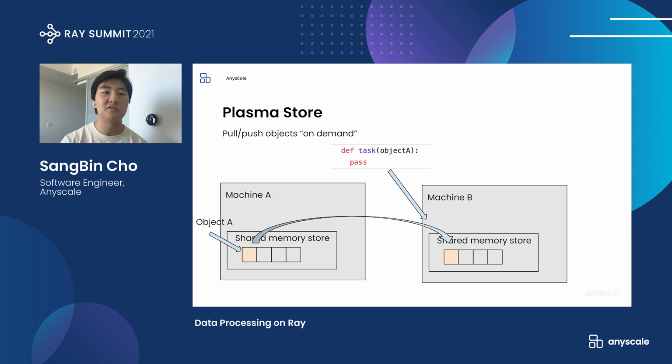And Plasma Store also pulls and pushes objects on demand. So let's say you have two machines and the task requires object A. And in this case, machine B needs the object. So in this case, machine A is basically pushing the object to machine B. So this task can actually use this object in this machine B.